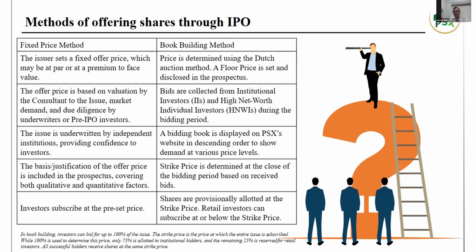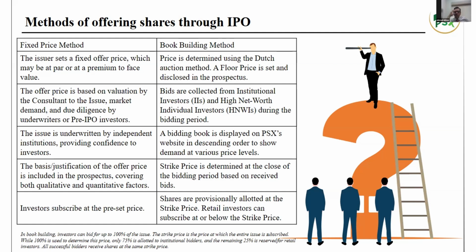And then bids are collected from institutional investors and high net worth individuals during the bidding period. A bidding book is displayed on PSX's website in descending order to show demand at various price levels. And the strike price is determined at the close of the bidding process based on the received bids. Shares are provisionally allotted at the strike price. Retail investors can subscribe at or below the strike price.